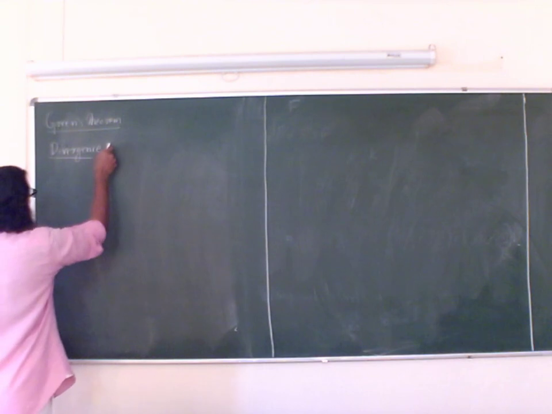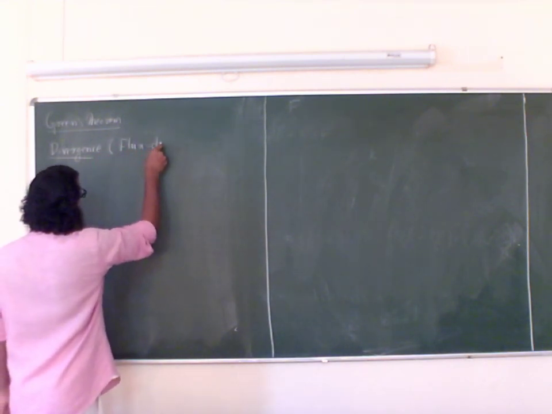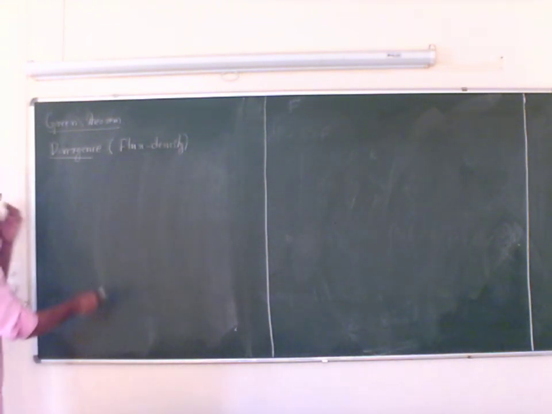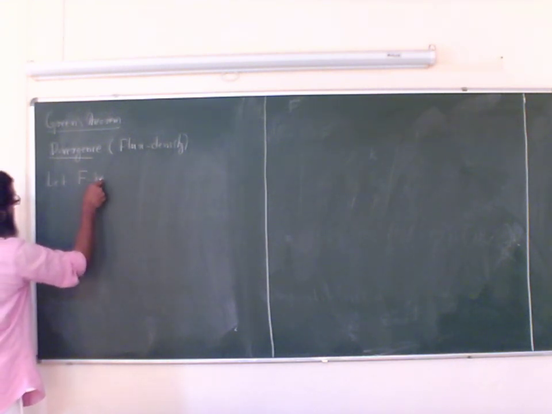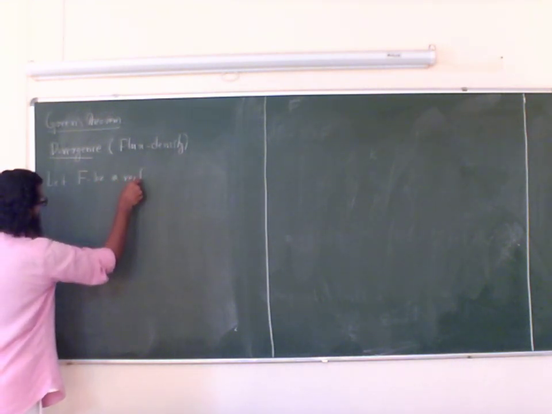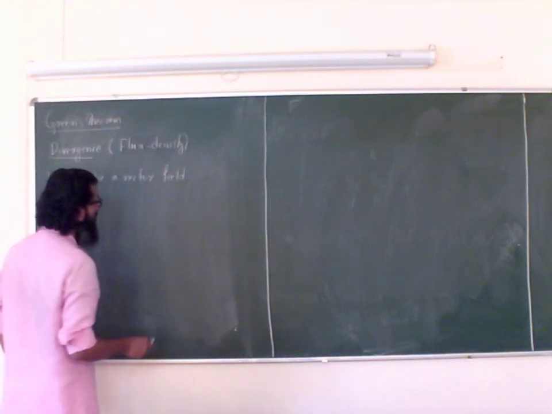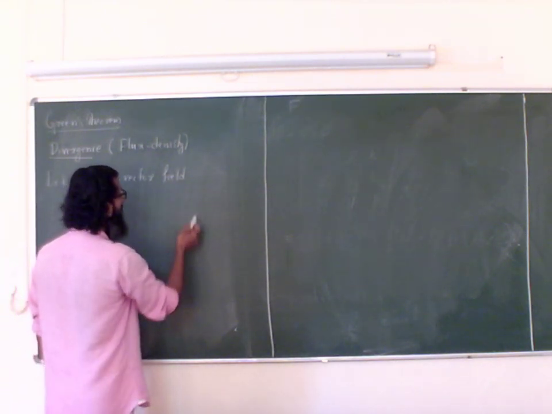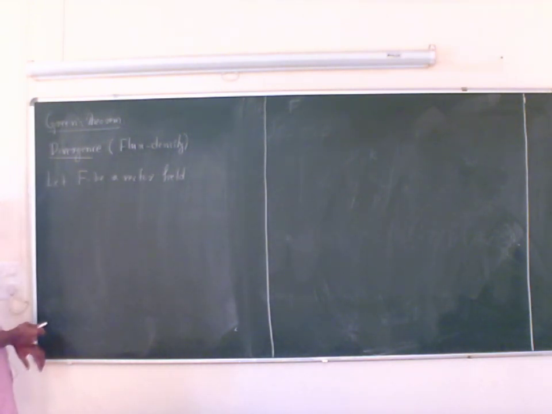Or it has another name called flux density. Let F be a vector field. We know a vector field means a function defined on the 2-dimensional or 3-dimensional domain whose values are vectors. Okay, let F be a vector field. It may be 2-dimensional or 3-dimensional. We are limiting ourselves to 2-dimension and 3-dimension.